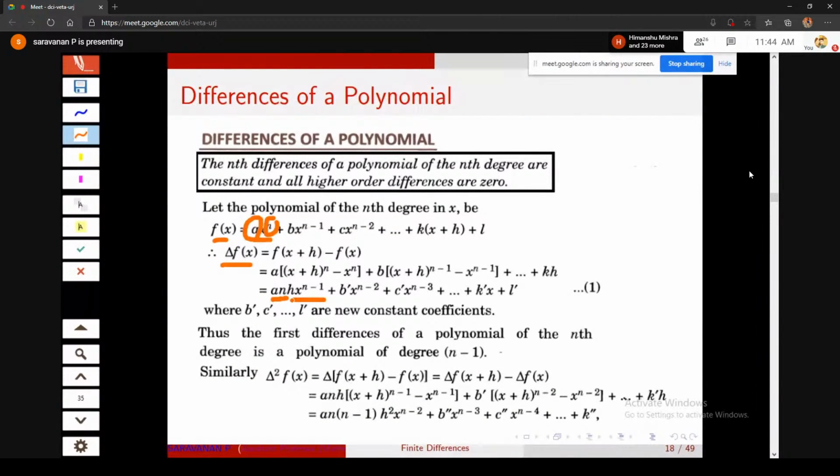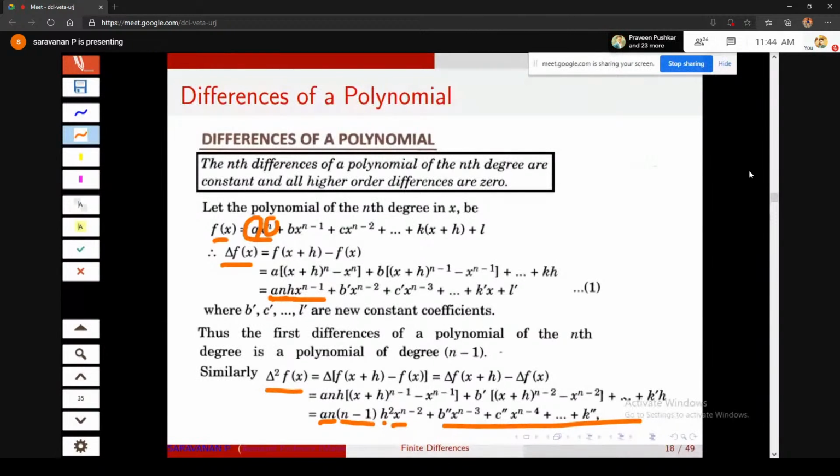So if I proceed similarly, suppose I compute delta square, then what will you get in the same manner? Write this constant a n h as it is, then x power n minus 1. So what will you get? n minus 1 into h into x power n minus 2, and then the other terms. I take them as b double prime, c double prime, etc. Is it clear? Any doubt?